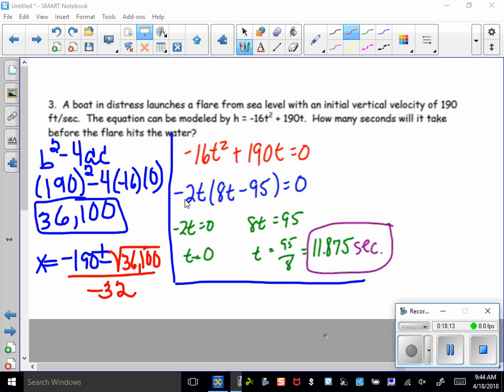Okay, so this is just an option. If you don't want to use a quadratic formula and you're good with factoring, this is another way of getting the same answer of 11.88. So when I factored the -2t out, because I want the t squared term to be positive, so I took out a -2t, I ended up with 8t minus 95. And then you just set them equal to 0. Set that one equal to 0, set it equal to 0, and solve it, and you get the same answer.